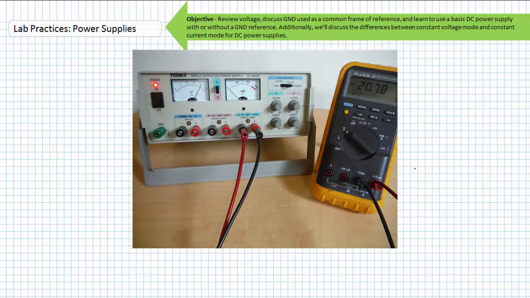If I were to swap the reference lead of my voltmeter such that it is measuring the voltage differential between it and the negative terminal, it would indicate that the negative terminal is 20.78 volts lower than the reference lead by placing a negative sign up front. Up to this point, realize we've been discussing the DC power supply without reference to anything like ground.